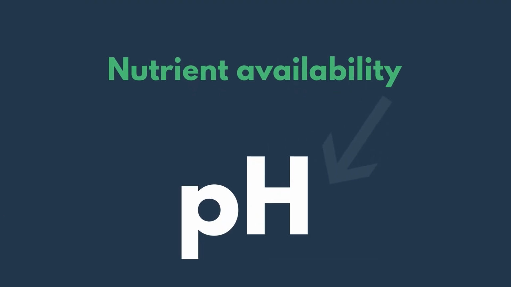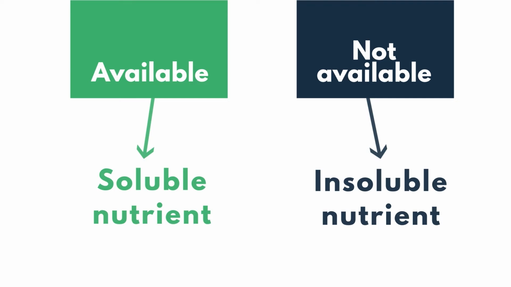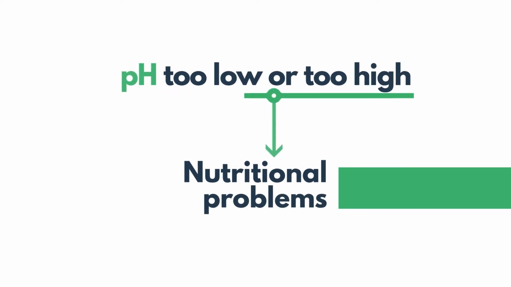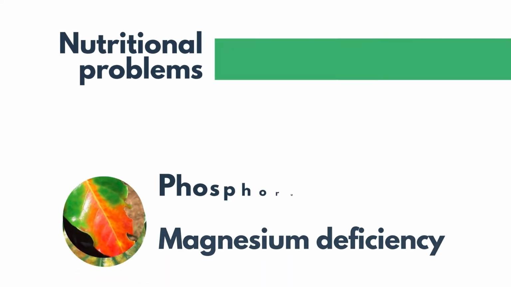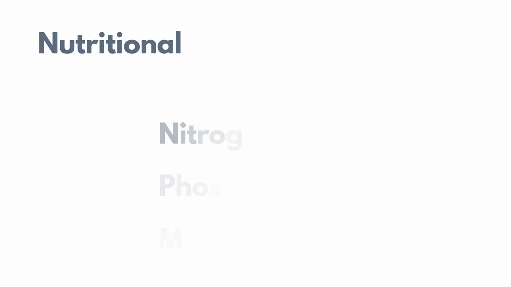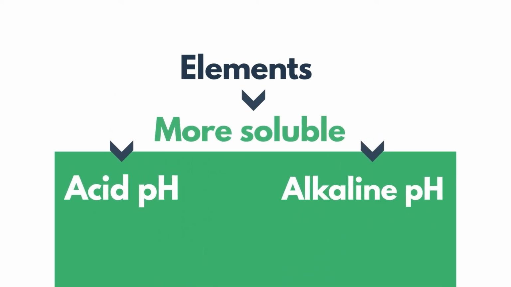One of the most important factors related to nutrient availability in the substrate is pH. pH controls chemical reactions that determine whether or not nutrients are available for the plant to absorb. For this reason, the most common nutritional problems occur in plants when the pH is outside the optimal range. When this happens, even if the plant is provided with all the necessary nutrients, it will not be able to absorb them. Some elements are more soluble in acidic pH and others in alkaline pH.